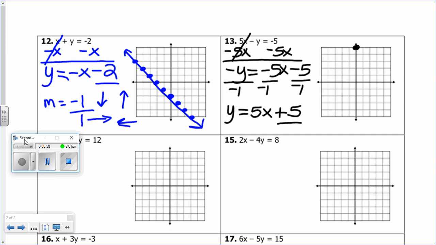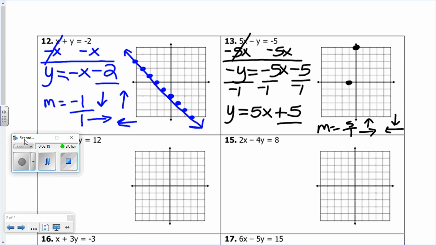And then our slope is 5, which is 5 over 1. So that's telling me to go up 5, right 1. Well, clearly I don't have enough space on the graph, so that's telling me I'm going to go down 5, left 1. And that's okay. So we're going to go down 5, left 1, and place a point.